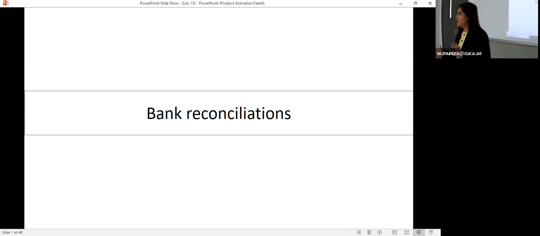We compare two sets of accounts in order to see whether there are any changes in them or whether they are telling us the same balance. If the same balance is there, it means that there is no discrepancy. If the balances are not the same, it means that there are some differences which have to be removed. So this is the purpose of the bank reconciliation or bank reconciliation statement.